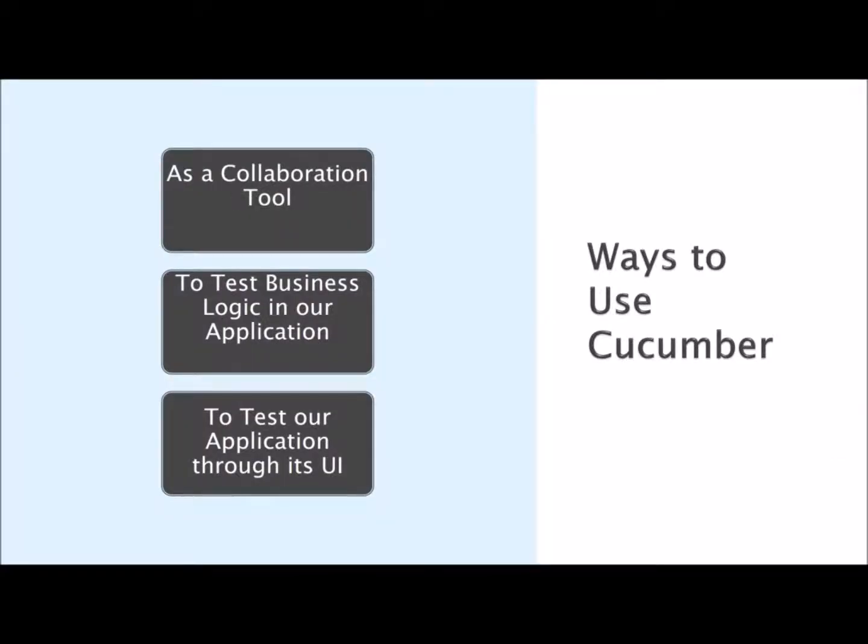So in this video, we looked at the 3 ways that Cucumber is used: as a collaboration tool, and then to test the business logic in our application with executable requirements, and then finally to test the application end-to-end, where we go through and manipulate the application's user interface.